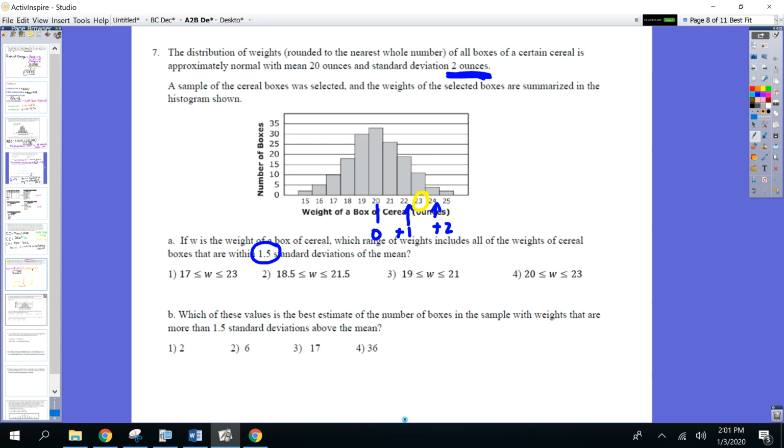So what's -1? What weight at -1? 18. I keep subtracting 2. What about at -2? 16. So what's at -1.5? 17. Okay. So what weights are within 1.5? 17 to 23. Everyone all right on how we got there? I know usually I don't ask about halves, but we could here because it was right smack in between.